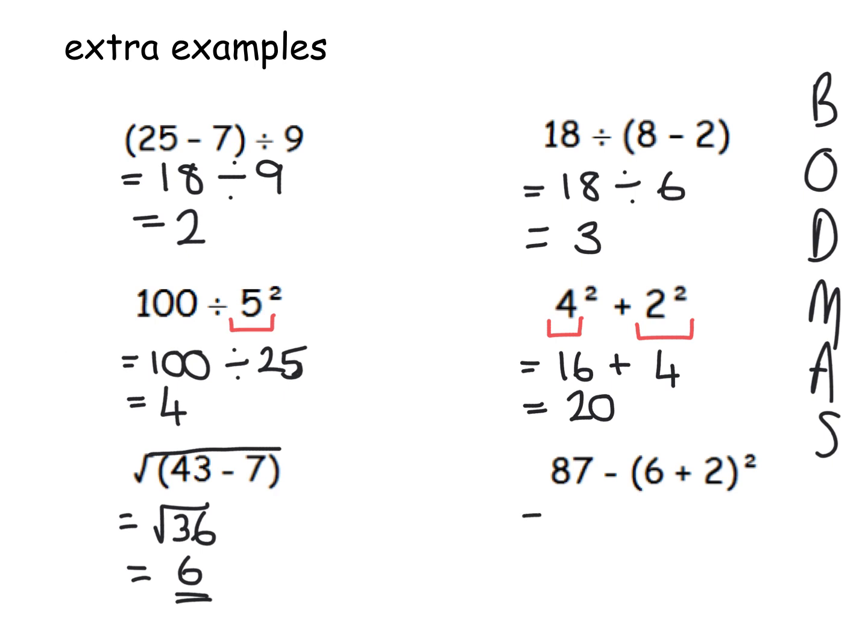And then on my very last one, there's lots going on here. So I've got 87 take away. We're going to do the bit in the bracket first. So that gives us 8 squared. Then still BODMAS going on. So we're going to square the 8. So we've got 87 take away 64. And 87 take away 64 is 23.